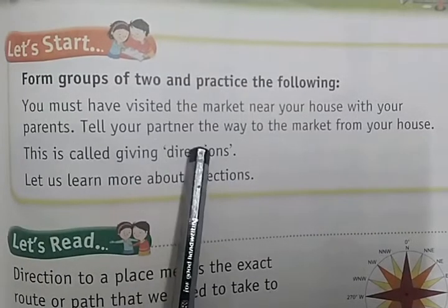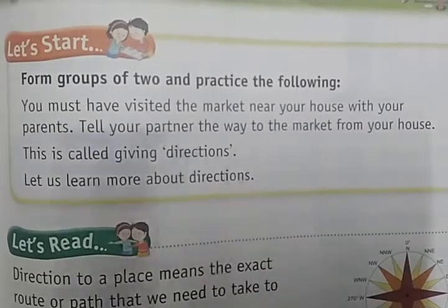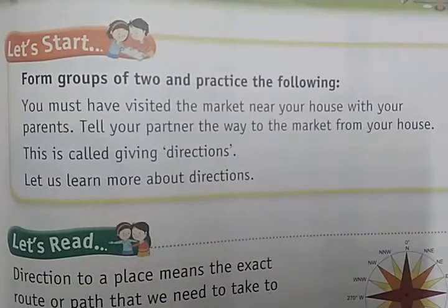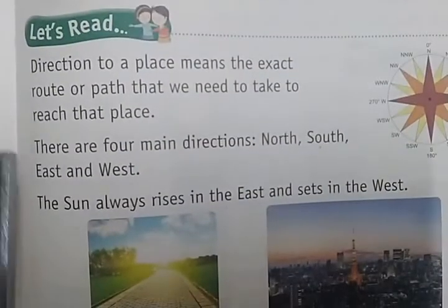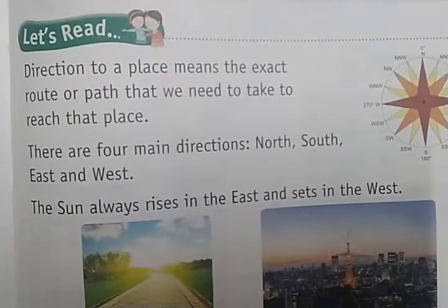So tell your partner the way to the market from your house. This is called giving directions. Straight, left, straight towards the north, straight towards the east, straight towards the west. Saying this is called giving a direction. Let us learn more about directions. Here in this session, let's read and understand these directions.